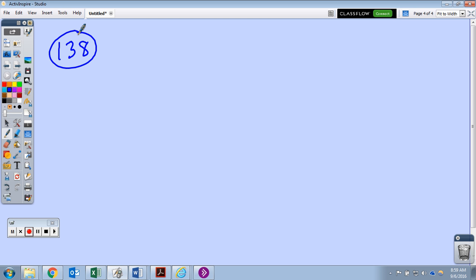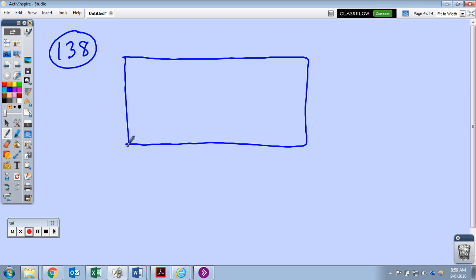It says a rectangular park is 6 miles long and 3 miles wide. How long is a pedestrian route that runs diagonally across the park? So it says 6 miles. And 3 miles wide.